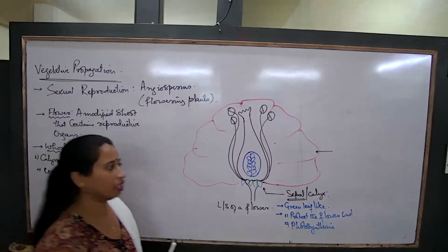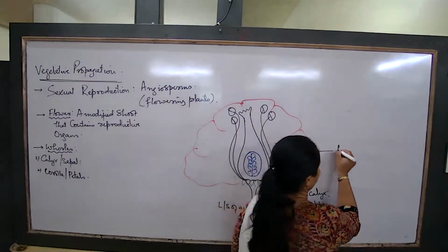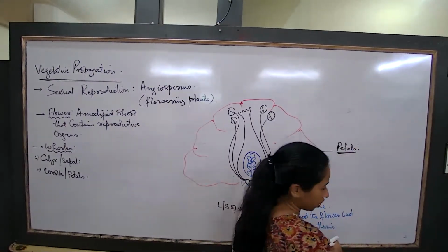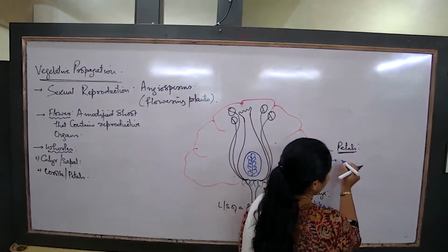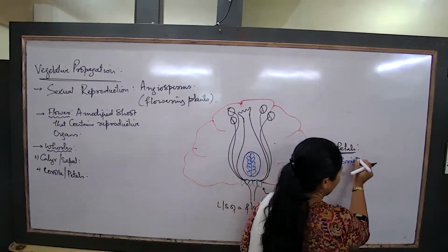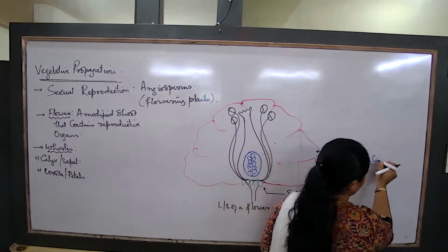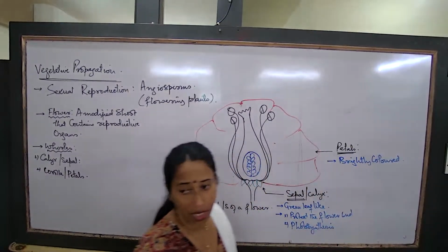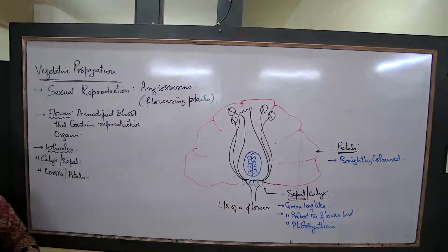Function is what? We talk about the petals. What are some features? First of all, they are brightly colored. Yes or no? Petals are always brightly colored. They are showy. They may have fragrance.